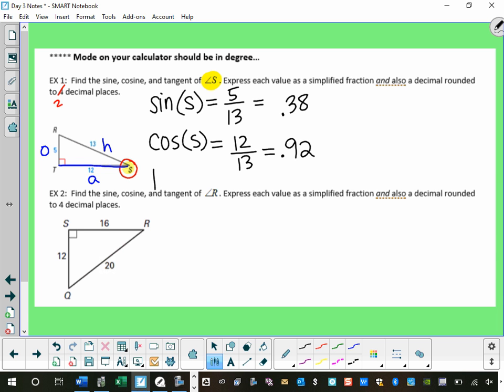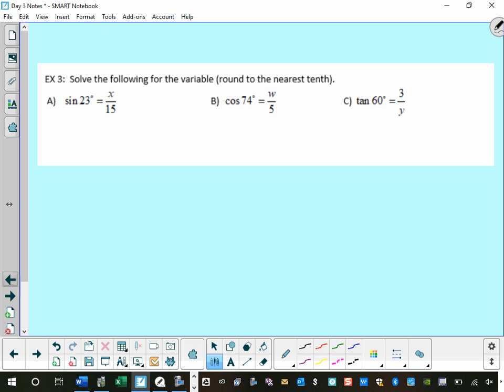Alright, lastly we have our tangent of S. For tangent, I need opposite over adjacent. What's the opposite? 5 over 12. Good. Give me a decimal for that. 0.42. Good. Okay, we're not going to do this whole page, but we're going to skip around so I can make sure that we get through the important stuff.